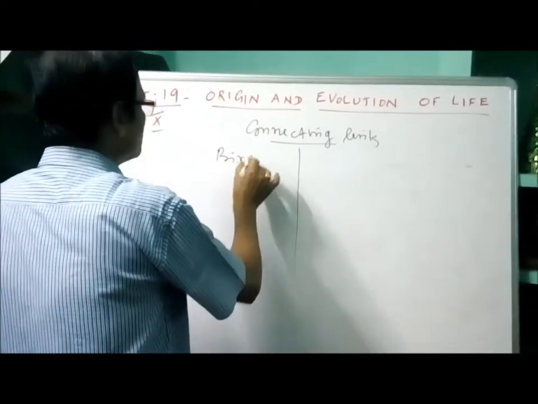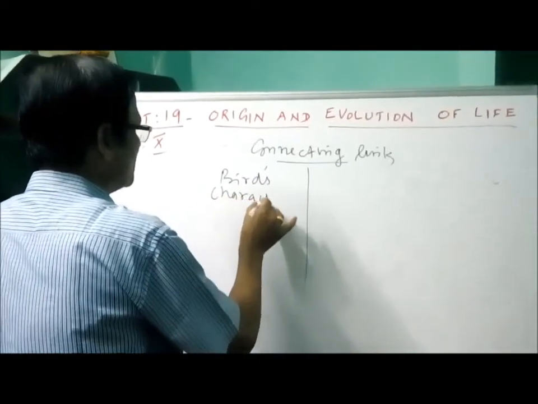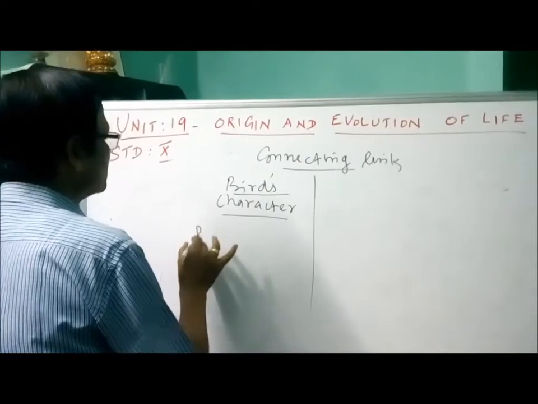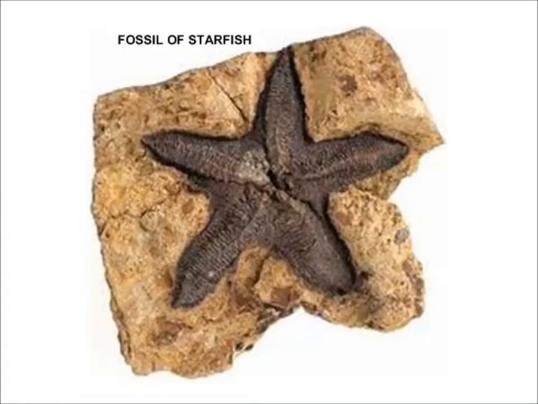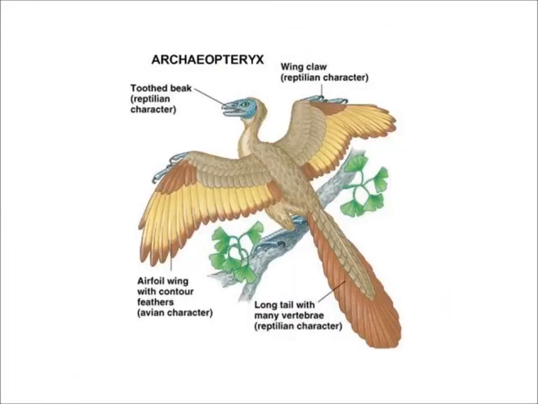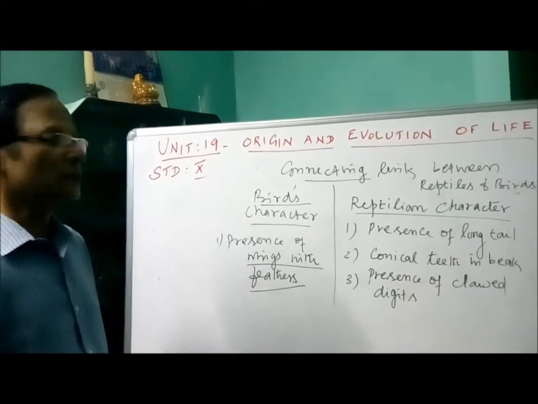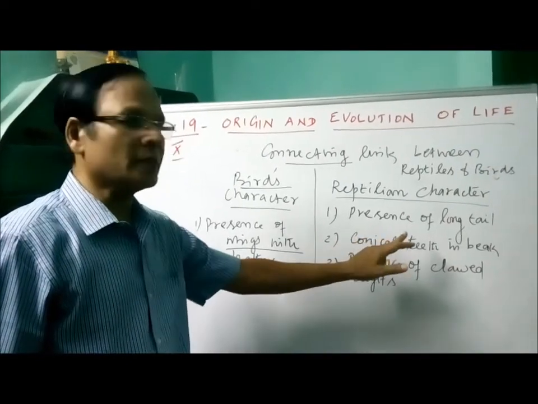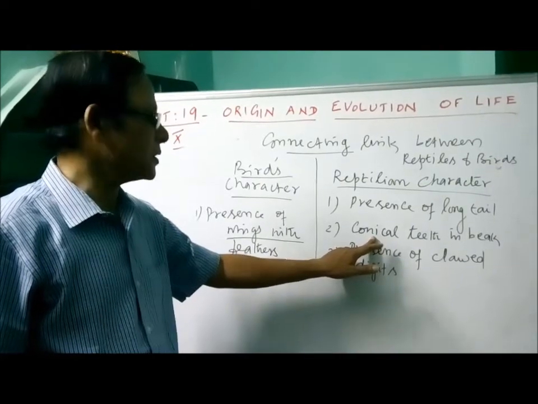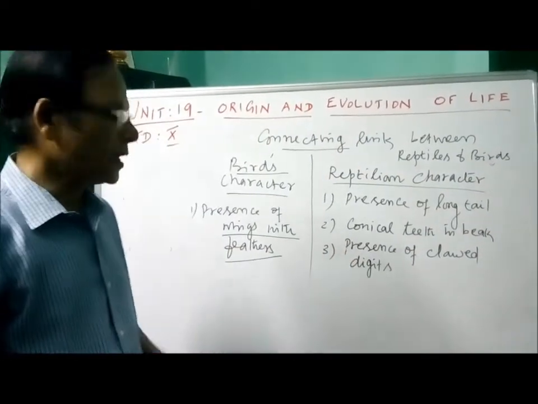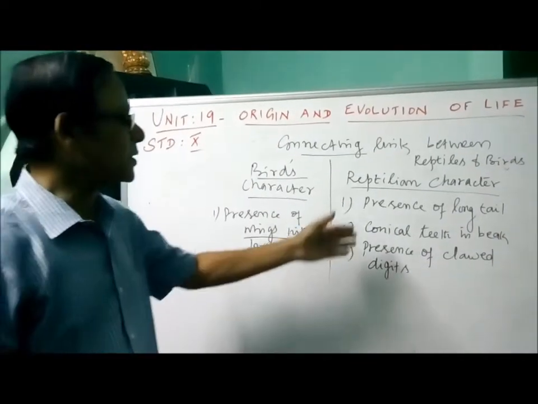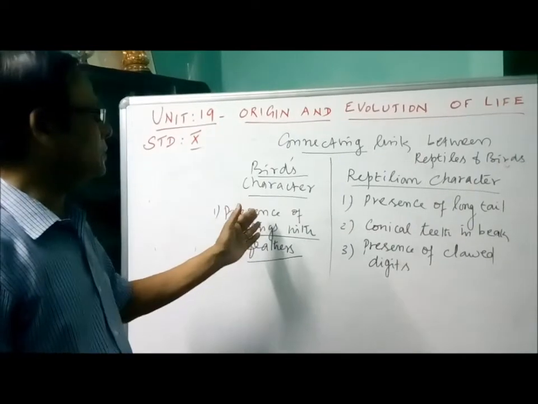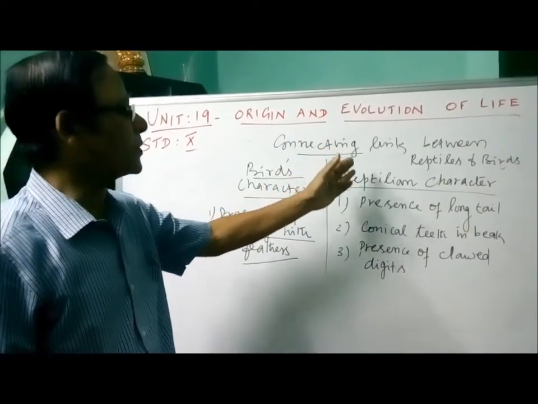What are the bird's characters? Only one character I want to tell you: presence of wings with feathers. The reptilian characters are: one, the presence of a long tail; two, conical teeth in the beak, because teeth are absent in birds; and presence of clawed digits, again one of the characters of the reptile. So these are all the reptilian characters. As it possesses both bird and reptilian characters, it is called a connecting link between reptiles and birds.